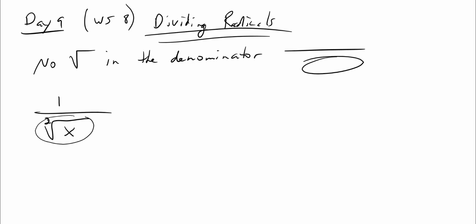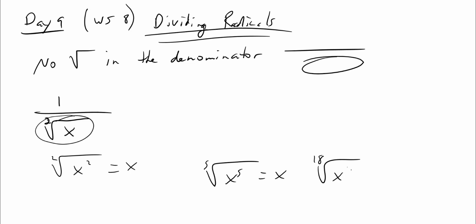My goal, math fans, is I want to get the square root of x squared. Because if I get the square root of x squared, do you guys agree that's just x? It's like saying the fifth root of x to the fifth is x. The 18th root of x to the 18th is x. So I'm trying to get perfect squares or fifth roots or 18th roots in the denominator, so I can take the root of that and then it cancels out. Just like we've done with numbers, I need a pair of these x's in order for this to cancel out.